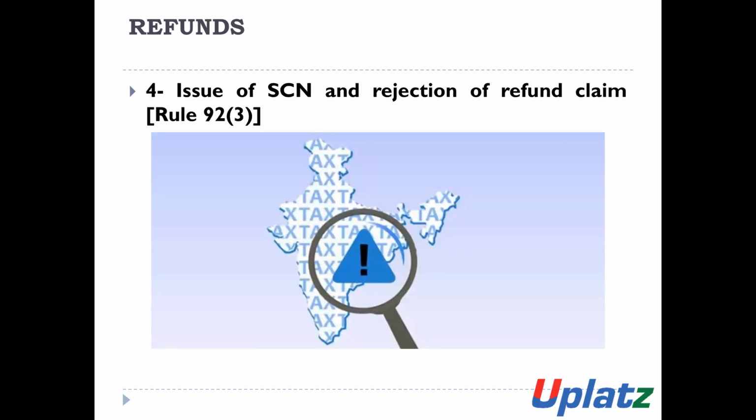Now we will discuss the issue of show cause notice and rejection of refund claim. Rule 92, sub rule 3.